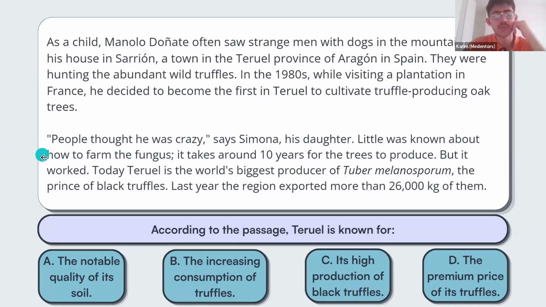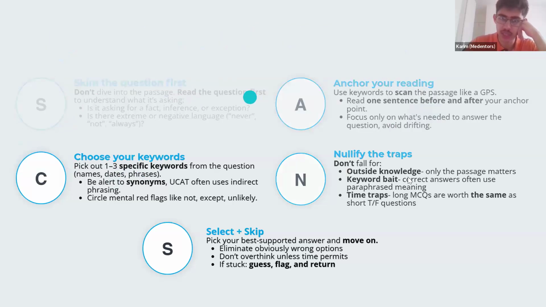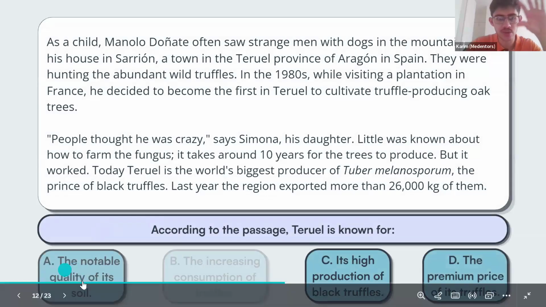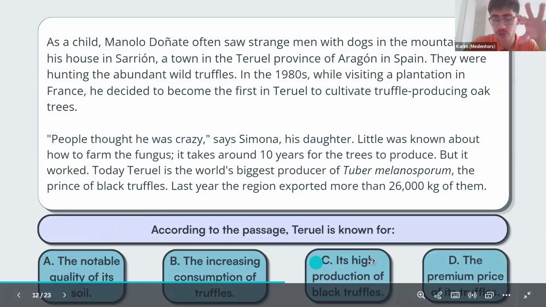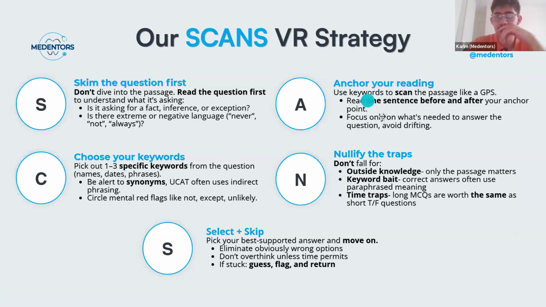So to summarize, Kushi, what she's saying is this scan approach is very important. We read the question first, right? We see as well, is this a long passage? Is it a short passage? We choose the keywords. So the keywords or the synonyms are about the soil, the consumption, the production of truffles, the price of truffles, and we skim for that in the passage.